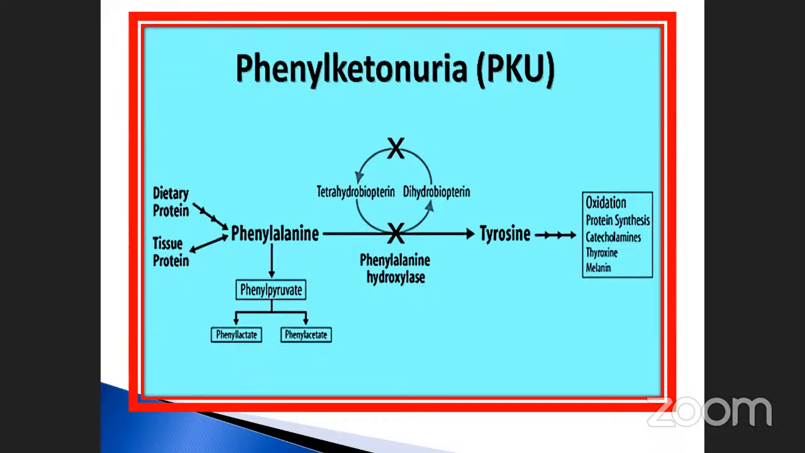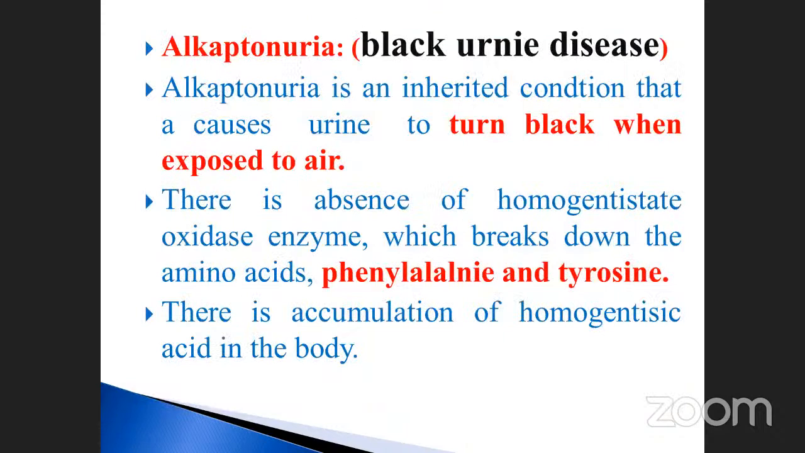See here, so alkaptonuria. It's the second one. It is otherwise called black urine disease, my dear students. Don't forget, black urine disease. Alkaptonuria is an inherited condition that causes urine to turn black when exposed to air. A person suffering from alkaptonuria, when his urine is exposed to the sunlight, what happens? The pale yellow urine turns into black color when exposed to air.